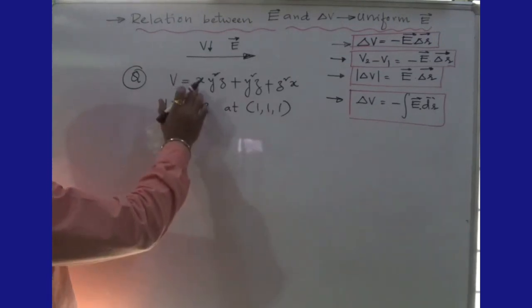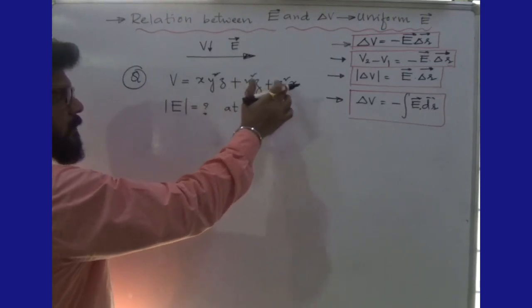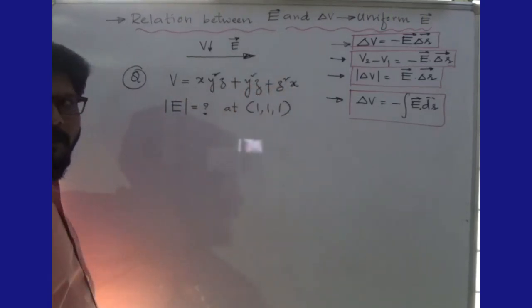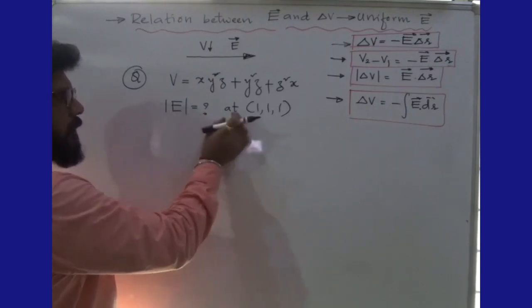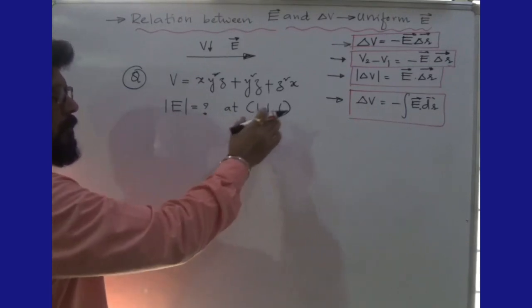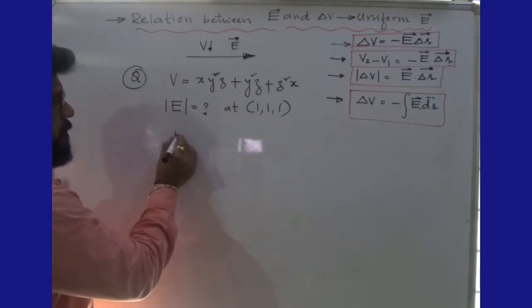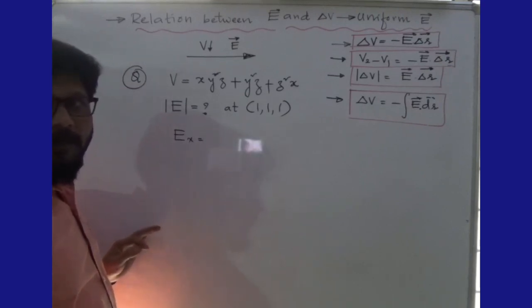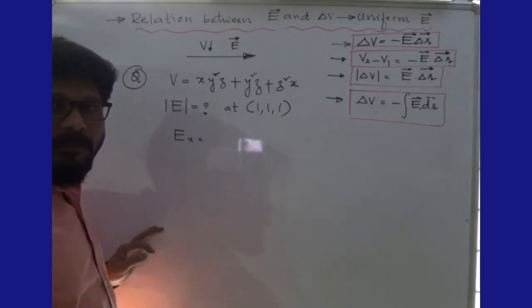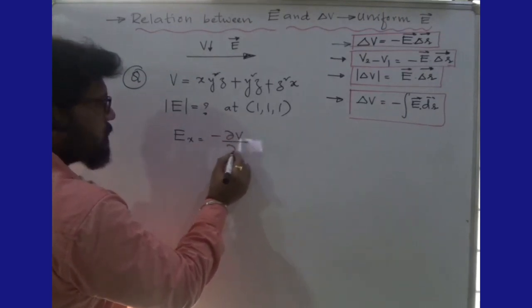So V is equal to x y square z plus y square z plus z square x. We want to calculate the electric field at 1, 1, 1. So now what we'll do, first we'll calculate Ex. Ex is nothing but minus dou V by dou x. Only the negative sign indicates the direction.